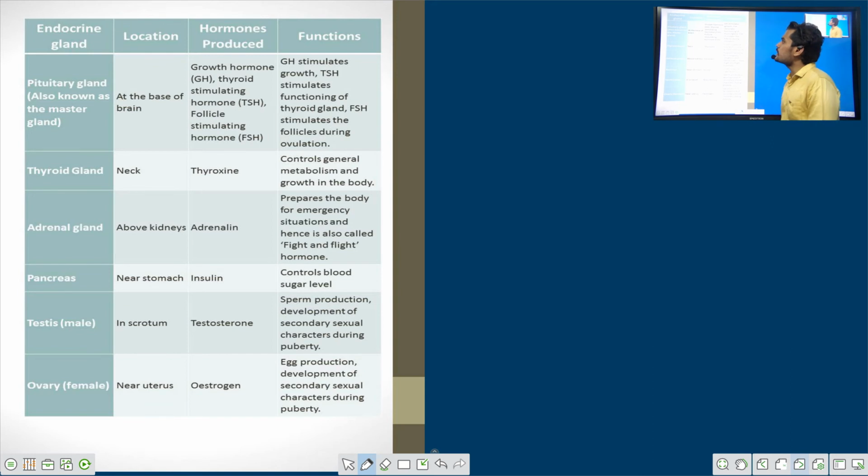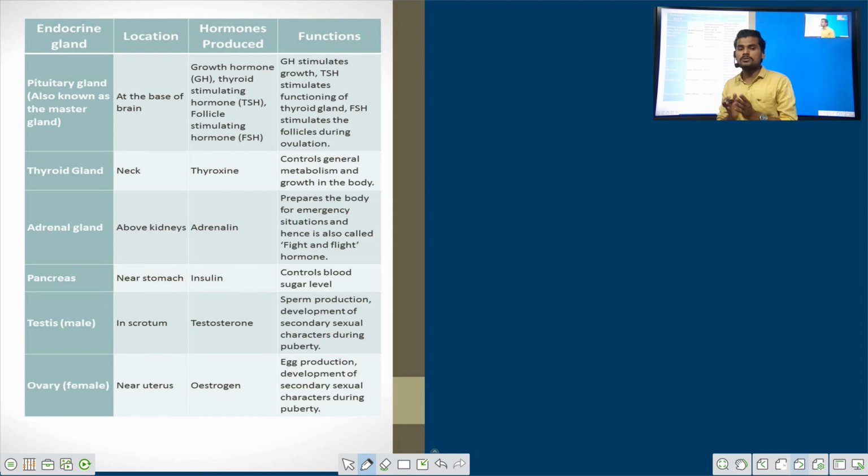So here are a few organs, endocrine glands, which secrete certain hormones and help the complete control and coordination of human physiology or any other complex animal physiology. So pituitary gland. Location: at the base of the brain. Hormones: growth hormone or in short GH, thyroid stimulating hormone TSH, follicle stimulating hormone FSH. The function: growth hormone stimulates growth, thyroid stimulating hormone stimulates the function of the thyroid gland, follicle stimulating hormone stimulates the follicles during ovulation.